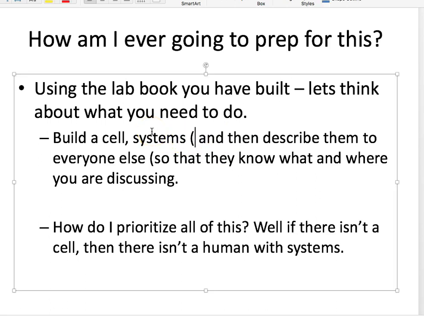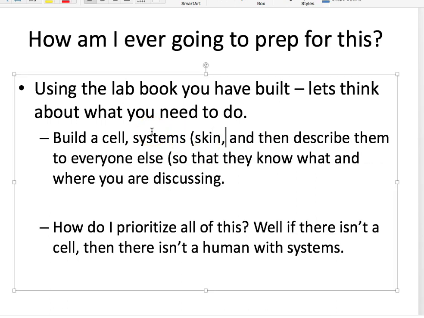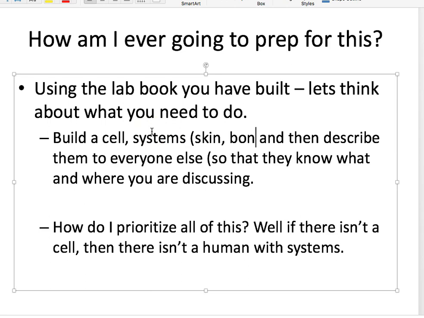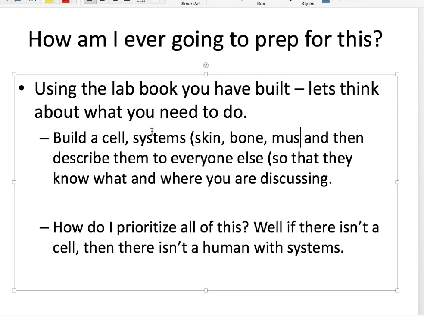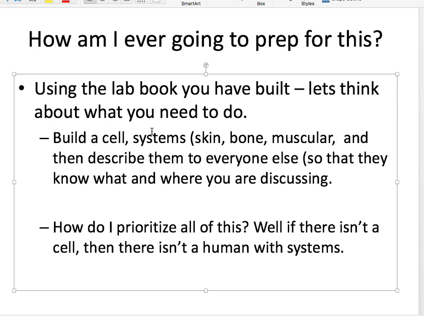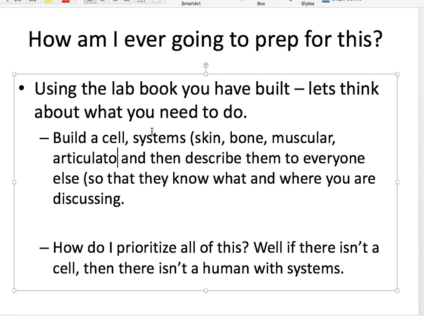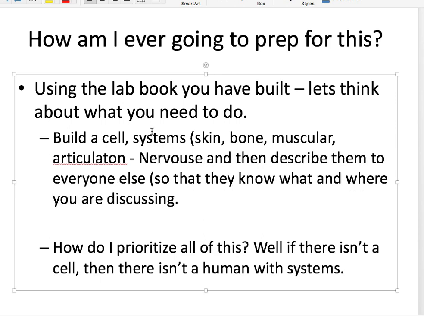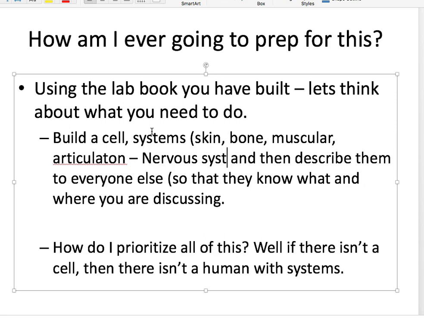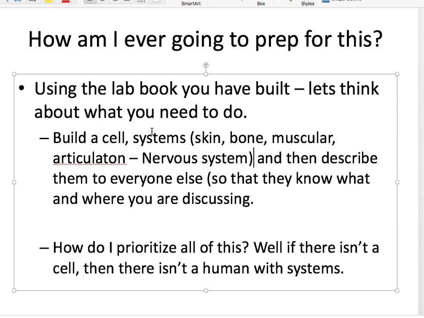The major systems we've covered this semester are skin, or integumentary, right? Bone, or skeletal system. Muscular. You could throw in the joint or articulation. And then primarily after that, it's been all nervous system. And then described what they do, okay? So that you know what they are and what you're discussing. So finish that one right there, okay?